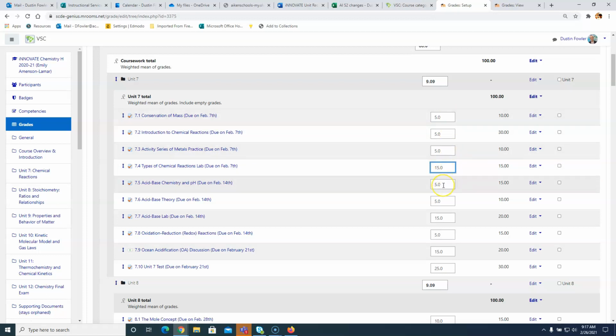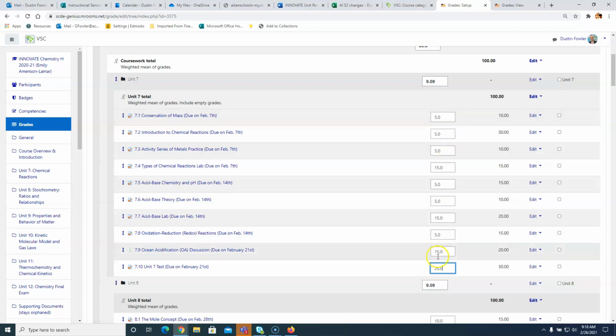Then you have the same thing here. This one is weighted at 5, 5, 15. And then the test is weighted at 25. So this right here carries as much as all of these 5-point assignments combined. So when you look at what an average is, that's how you would understand how the grade setup works.